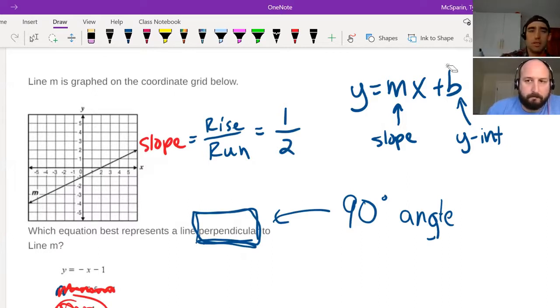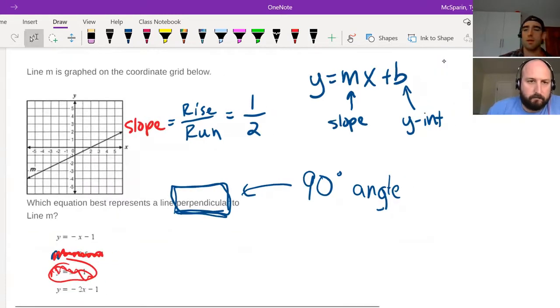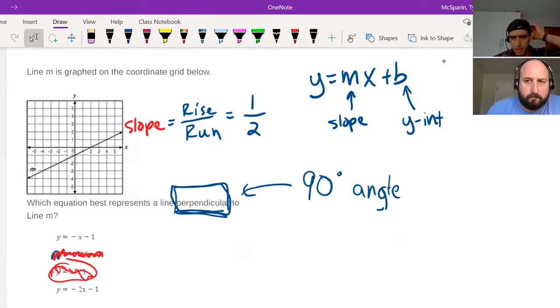Now, here's the big thing. We learned this during a class last week.